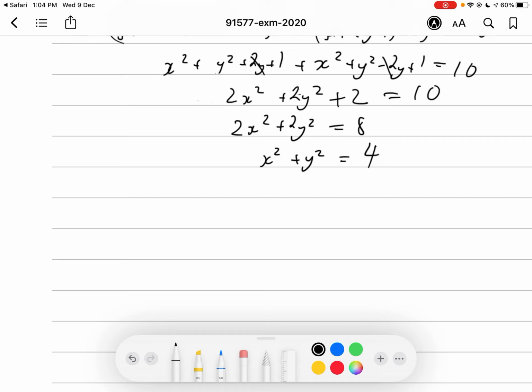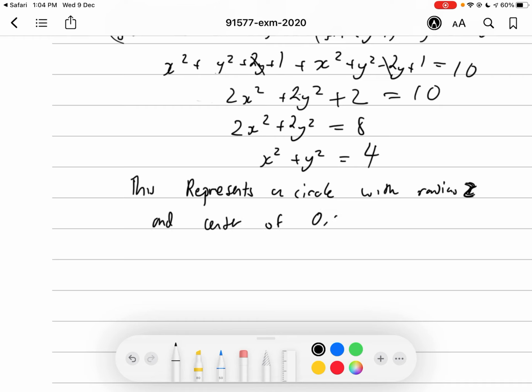We can give a little bit of a description. You don't have to, but it's good if you can. So we can say this represents a circle with radius 2 and center of 0, 0.